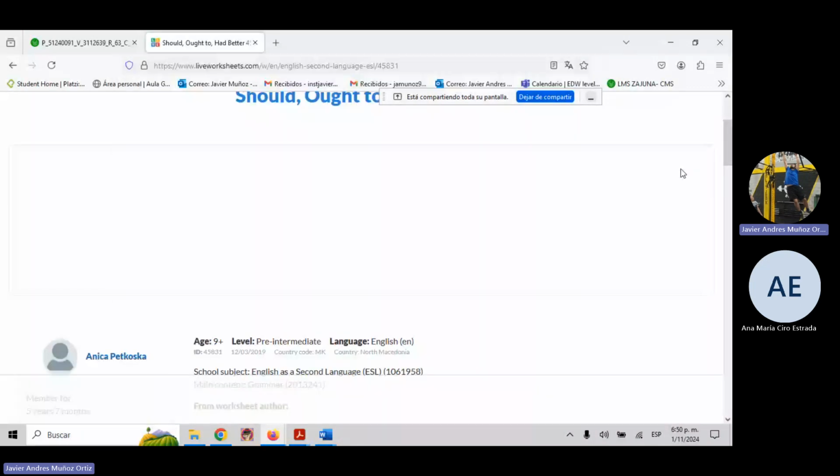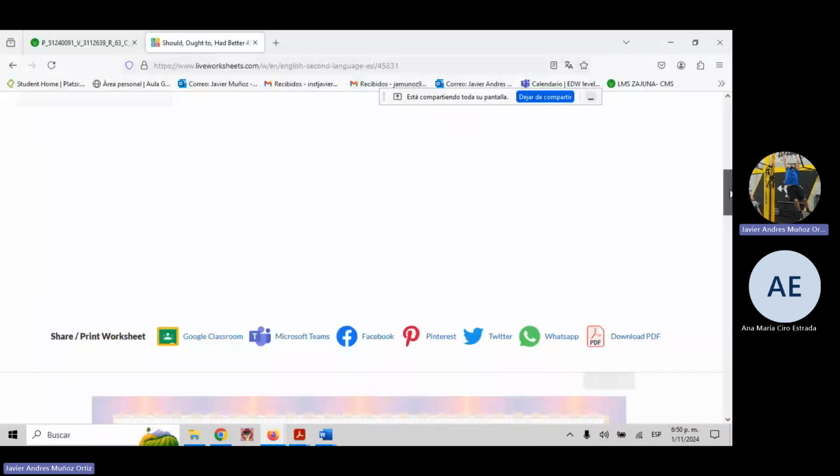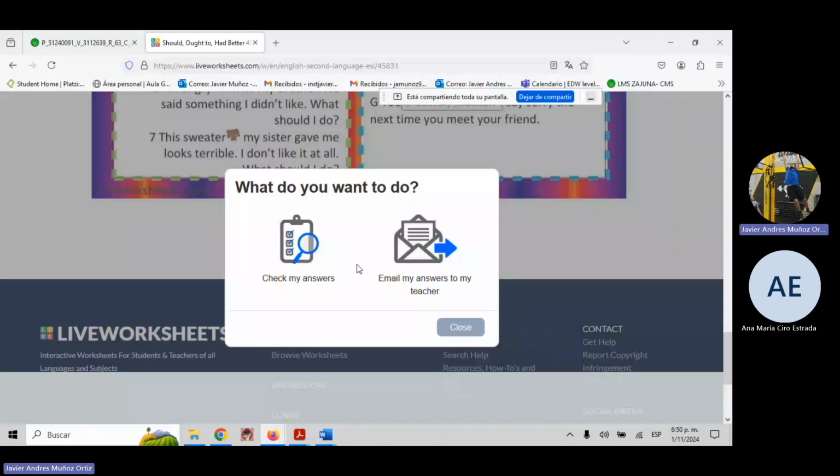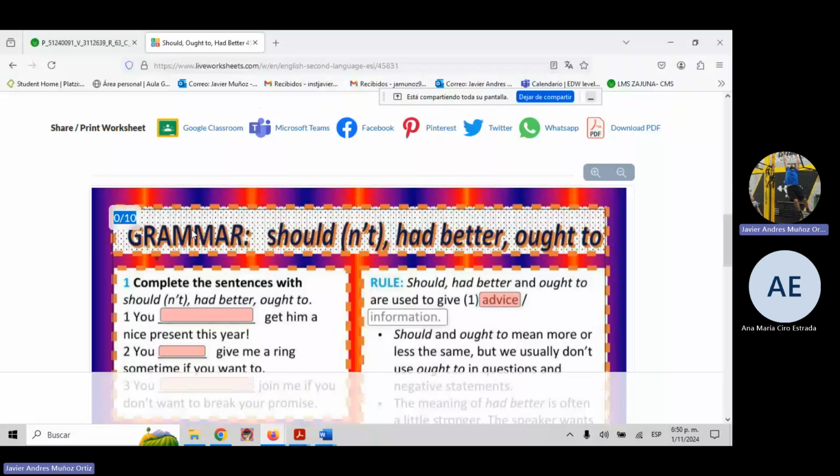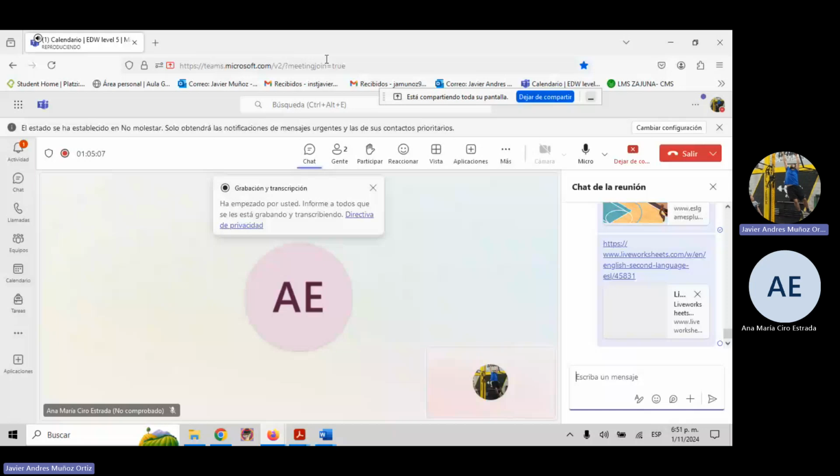And I forgot to mention something. Once you finish, you click here on finish, check my answers, and you're going to have a score between 0 and 10. So the idea is for you to get at least a 9 over 10, at least. Okay? So I suggest you complete it at home. And that's it. That's everything about today's lesson.